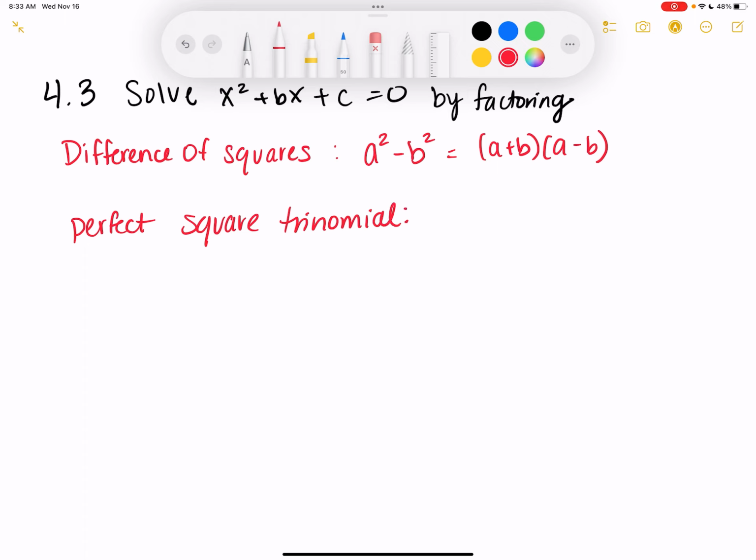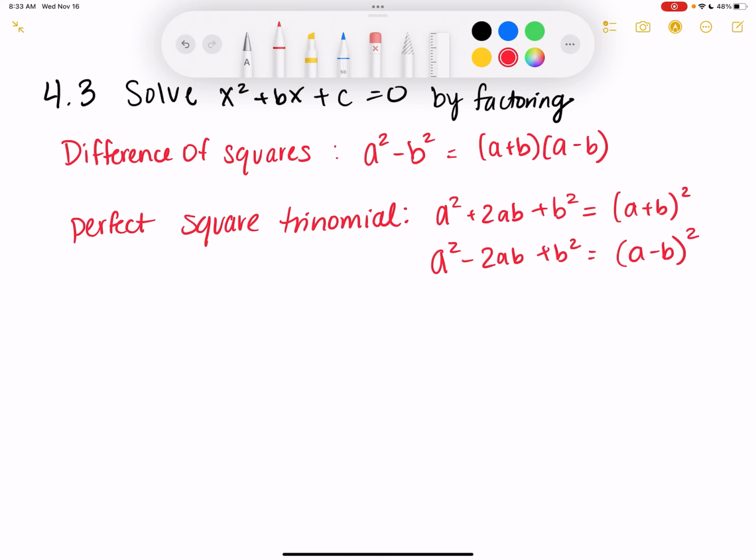Perfect square trinomial is when we have two options. It can either be a squared plus 2ab plus b squared is equal to a plus b squared. Or if instead we change the sign of the middle term to minus, so minus 2ab, then it would be a minus b squared. So always look to see if something's a special type first, and then if it is not, then proceed like normal.